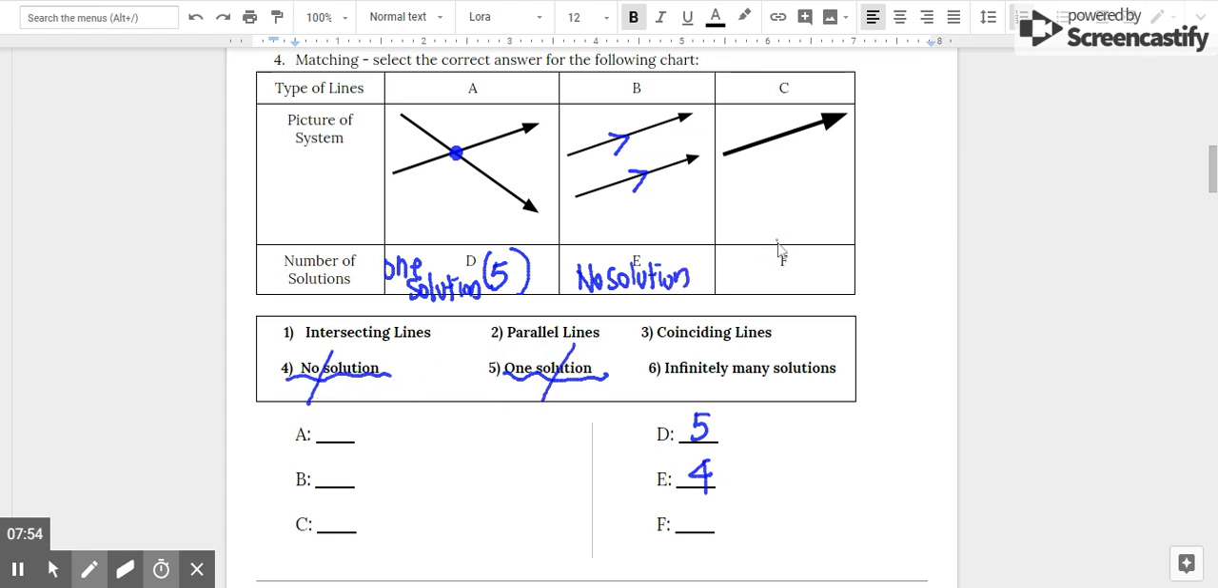And for F, you see the line is thicker than the others. That means you have 2 lines overlapping, which means you have infinitely many solutions on the line that make the system true. So number 6 is for F. And then there are just intersecting lines, so 1 for A. What about B? That's the parallel lines. And C is coinciding lines, when they're exactly the same. So 1, 2, and 3.